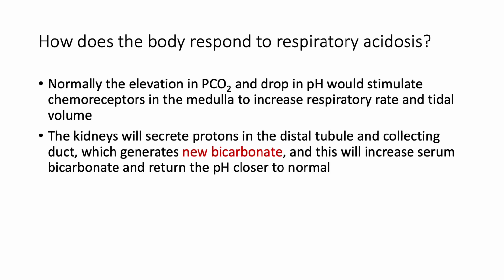So how does the body respond to respiratory acidosis? Well, normally the brainstem will detect that drop in pH and rise in PCO2, and it will respond by increasing respiratory rate and tidal volume, so hyperventilation to get rid of that CO2. But in a respiratory acidosis, usually there's a problem with the lungs, and so that's where the kidneys will come in and they'll secrete those extra protons in the distal nephron and generate new bicarbonate, which will try to bring the pH closer to normal.